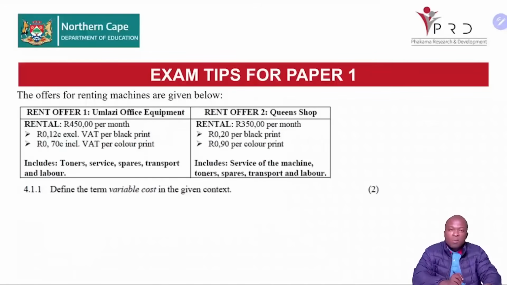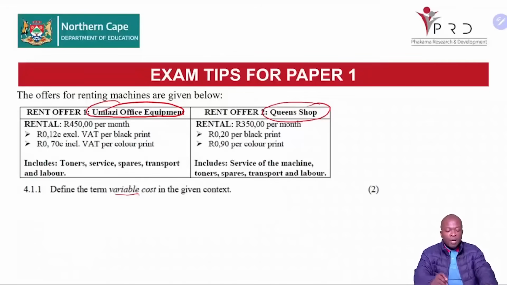Now, let's look at another question here. It says the offers for renting machines are given below. On the left side, we have Umla's office equipment. On the right side, we have the Queen's shop. Then the examiner says, define the term variable cost. Like I already explained to you, when we say variable cost, it is the cost that changes. It varies.